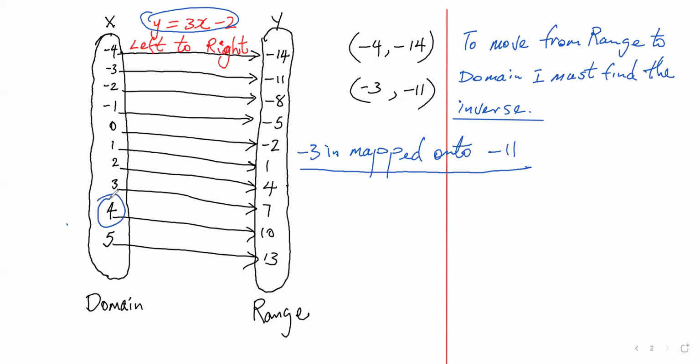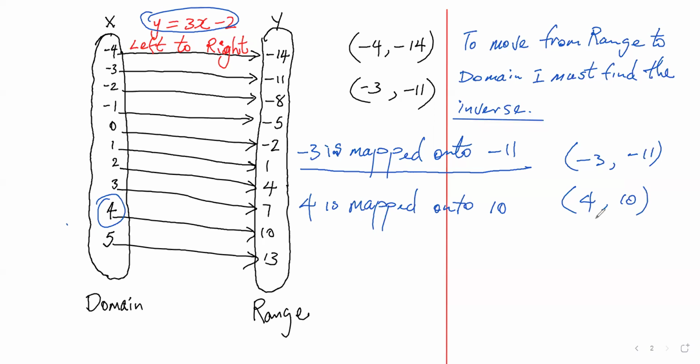Or we can say 4 is mapped onto 10. All right, so the ordered pair is negative 3, negative 11, 4, 10. So 4 is mapped onto 10. So what word are we going to use? We're going to use mapped to describe their connection.